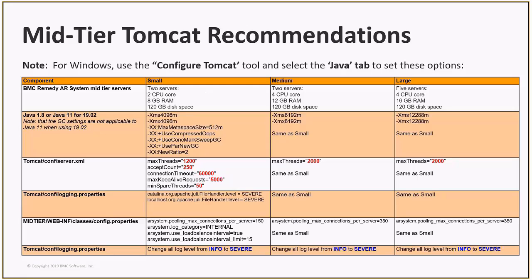For the Tomcat server.xml settings, we have different recommendations. The max threads is going to change. On small, we recommend 1,200, and then on a medium and large, we recommend 2,000. The rest are pretty much the same for small, medium, and large.